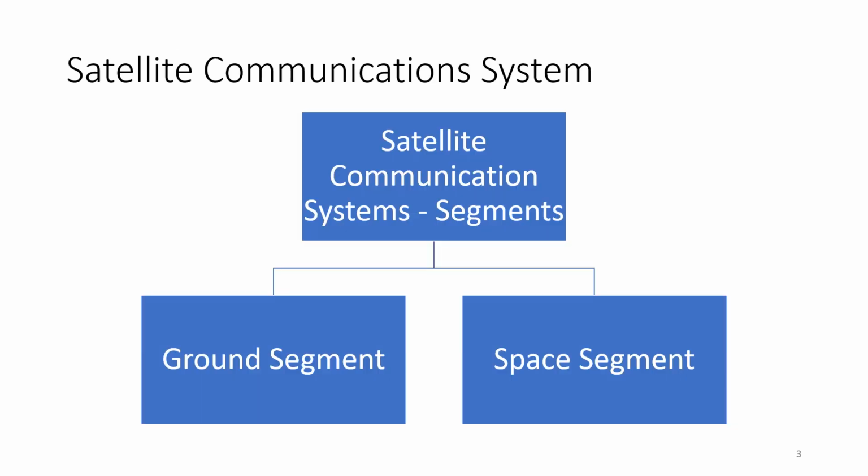Moving on to the different segments present in satellite communication systems. You have already dealt with these two types in your unit 1 itself. What are the two different types of segments? You have the ground segment and the space segment. The ground segment is the one present on your earth, that is in your land area, and the space segment is the one present in space.